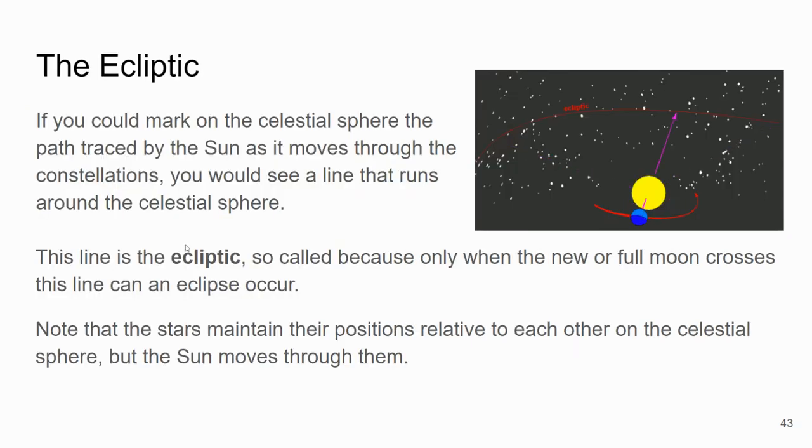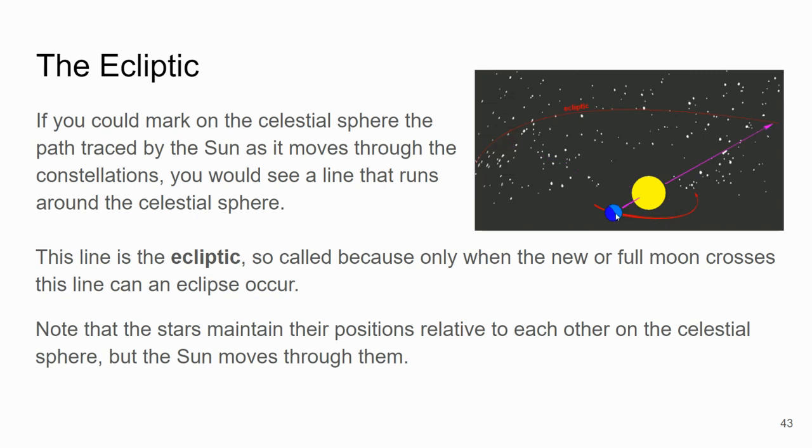So we have this important vocab term, the ecliptic. If you could mark on the celestial sphere the path traced by the sun as it moves through the constellations, you would see a line that runs around the celestial sphere. So what does that really mean? If you look at this picture, which is not to scale but is about what's happening, the background stars are basically motionless. Their apparent motion is due to the fact that the Earth is moving.